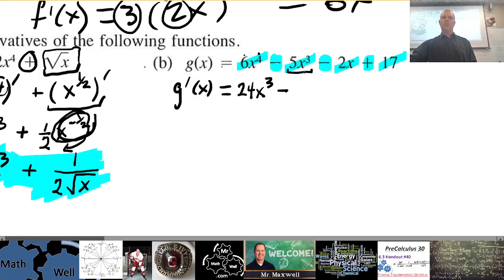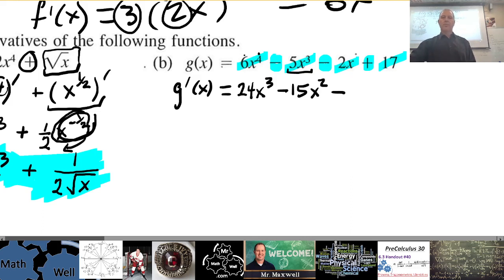So what's the derivative of 5x cubed, everyone? Go ahead and shout it out. 15x squared. 15x squared is absolutely correct. 3 times 5 is 15. X to the power of 3 minus 1 is 2. Minus, what's the derivative of 2x now? Careful. 2. Just 2. That's right.